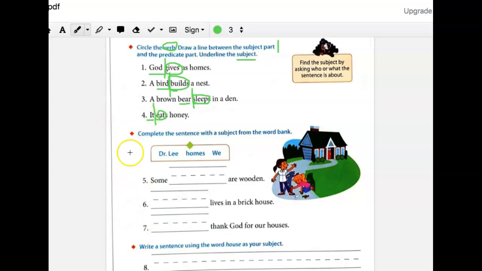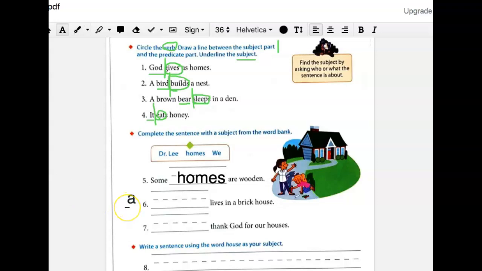Numbers 5 through 7, you're going to complete the sentence with the subject from the word bank. Let's try these together. Number 5, some blank are wooden. Which word from the word bank fits best in this sentence? Well, we have the word some as well as the word are. That means there are more than one. So it cannot be Dr. Lee because Dr. Lee is only one person. That means it has to be homes or we. Some homes are wooden. That makes sense.